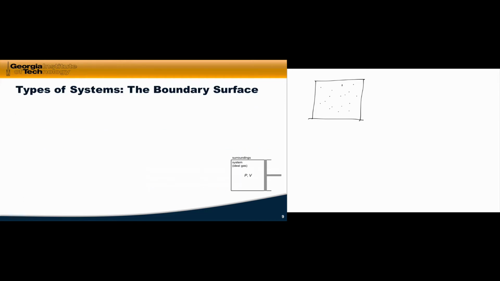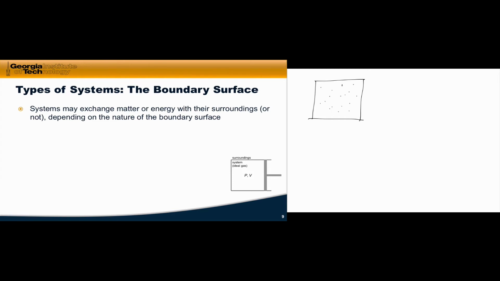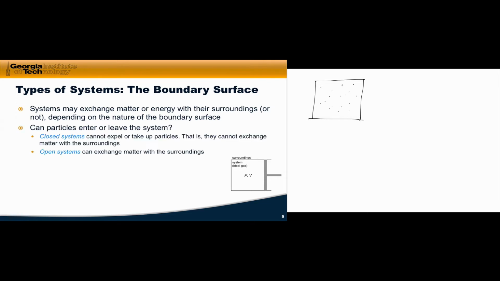Systems can be classified according to the nature of their boundary surfaces, and appreciating the nature of the boundary surface is very important. So we can ask some questions to really get at the heart of how a boundary surface behaves. Can particles enter or leave the system is the first question. Closed systems cannot expel or take up particles. They can't exchange matter with the surroundings. This would be something like a closed box.